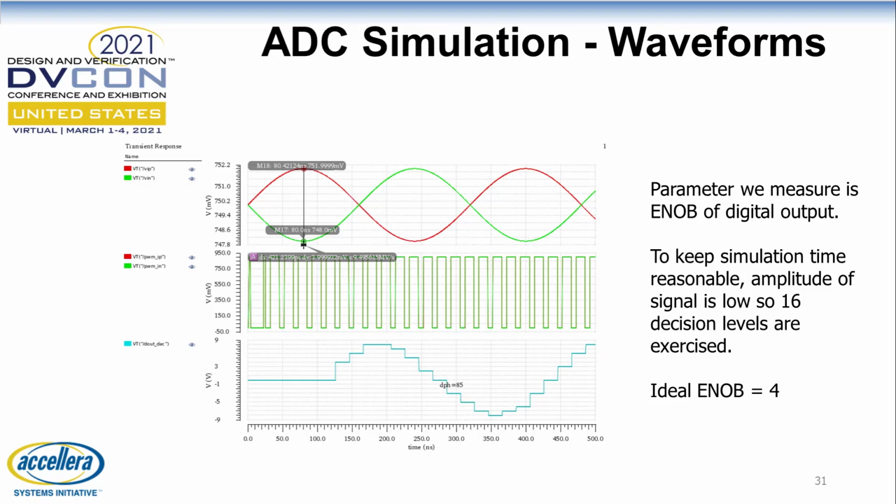The top signals, red and green, are the differential inputs to the ADC, in this case a small amplitude sine wave. The middle waveforms are the complementary outputs of the pulse width modulator. It is a bit hard to see both of them here. The bottom waveform is the digital output of the ADC converted to an analog signal by an ideal DAC that we have seen in the simulation setup.